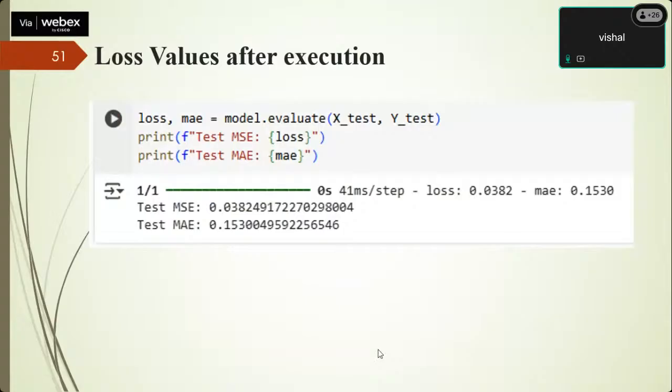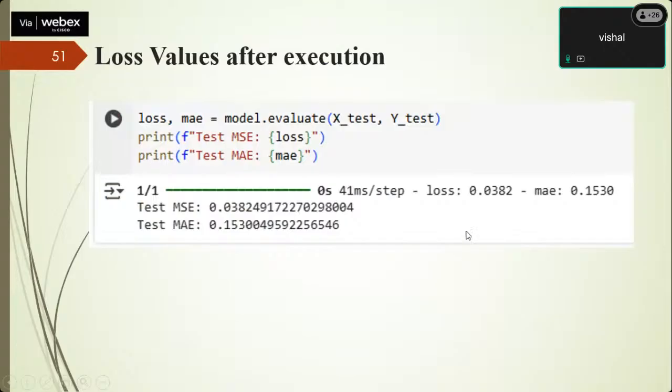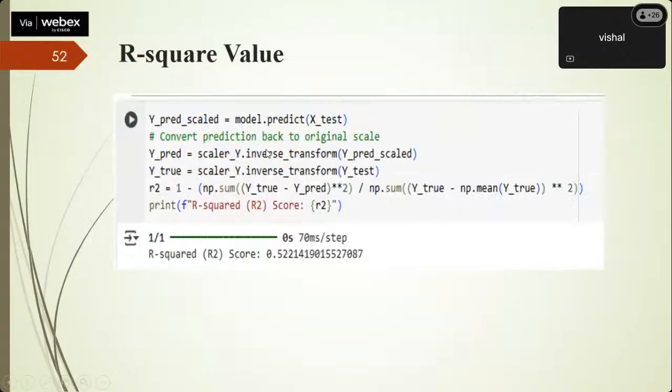The loss value we have already calculated. This will be the loss value after 200 epochs. If we want to check the loss, we can print this loss and the mean absolute error by using this simple code execution. The R square value in our case is 0.49, and here it is 0.42.